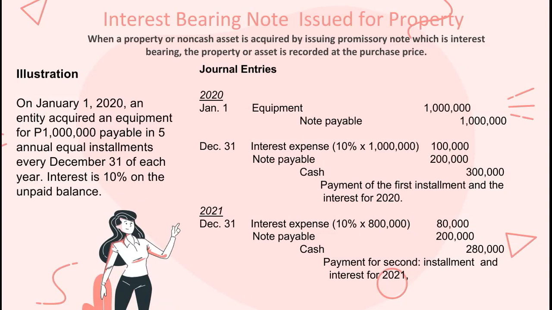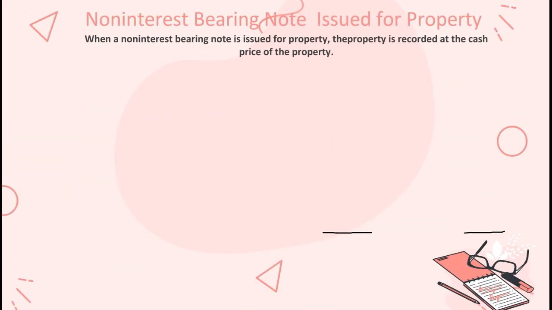Okay, so let's move on to the third illustrative example, which talks about a non-interest bearing note issued for property. When a non-interest bearing note is issued for property, the property is recorded at the cash price of the property. Why? Because the cash price is assumed to be the present value of the note issued. Kaya yung cash price is yung amount na i-record because it was assumed na yung present value is equal to the cash price of the note issued.